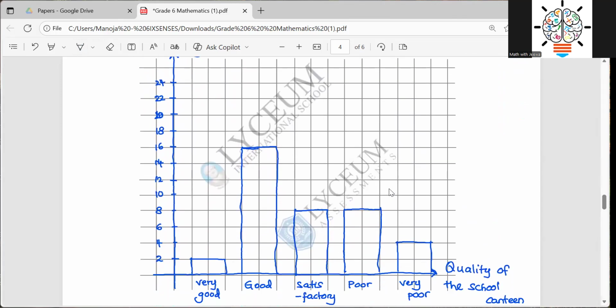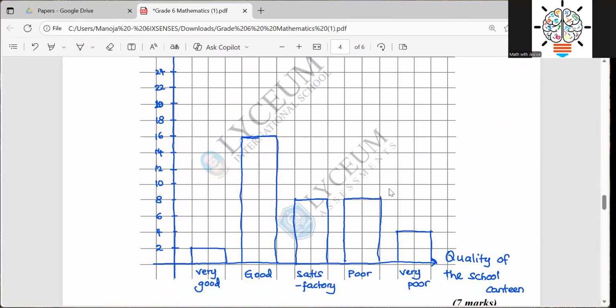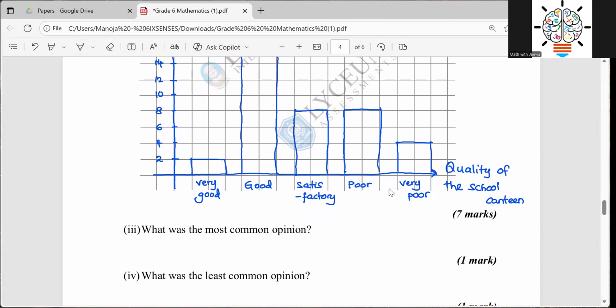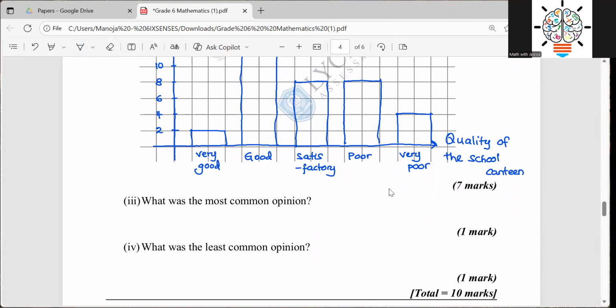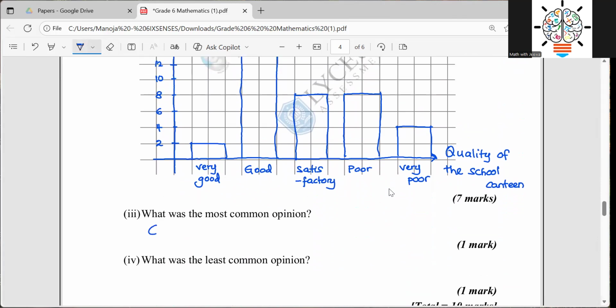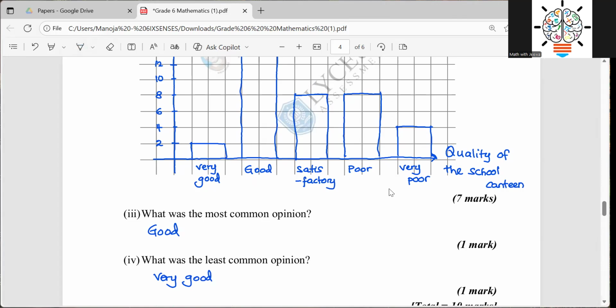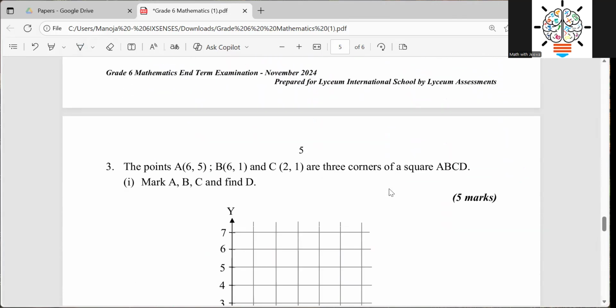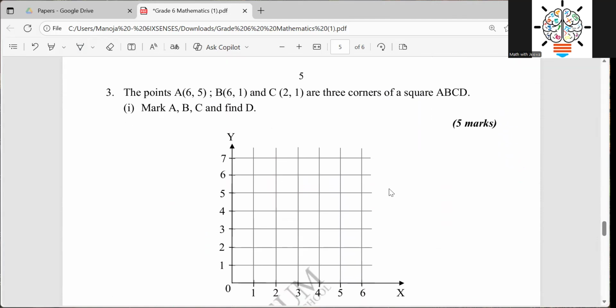Then 2, 16, 8, 8, and 4. Yeah, we are done. What was the most common opinion? It was good, right? The most common opinion is good. The least opinion is very good. Very good is the least common opinion too, right? So then we will move to the next one.